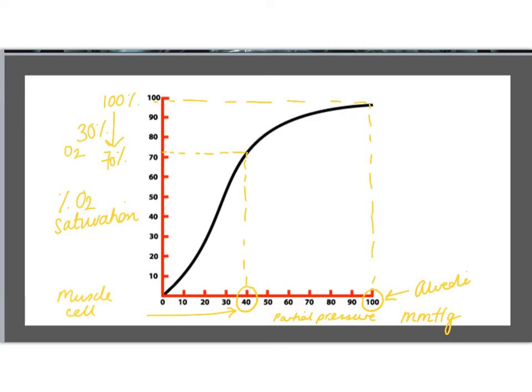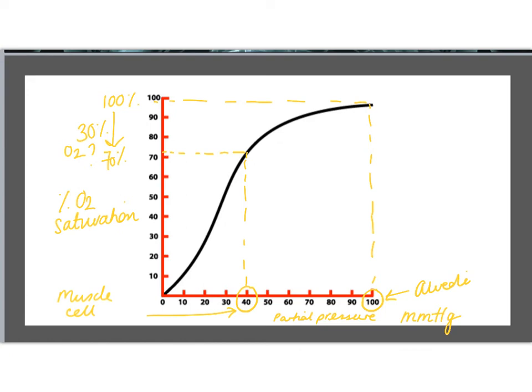So what's happened to that 30%? It started in the alveoli at nearly 100 and now it's down to 70. Where's that 30% gone? Well, it's gone into the muscle cell, of course. That's where it's disappeared. It cannot go anywhere else because the membranes are too thick. It can only move when you're in a capillary, and those capillaries are only at the alveoli and at the working muscles, as far as we're concerned at the moment.